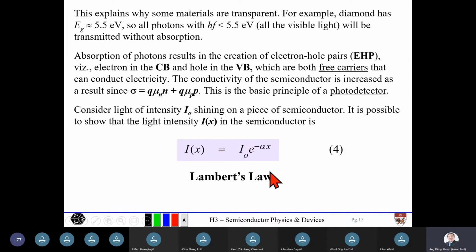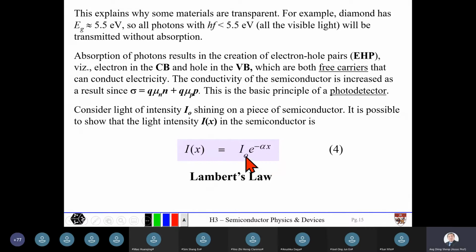Now, from here onwards, the concept is new. I think you didn't study this before in part 1. What I'm going to do now is introduce a very important law called Lambert's law. It's related to the absorption of light in a piece of semiconductor. Let's consider light of an initial intensity I0 shining on a piece of semiconductor. If the photon energy is larger than the band gap, it is possible for the light to be absorbed, and absorption will result in an exponentially decaying intensity as you go further into the semiconductor.